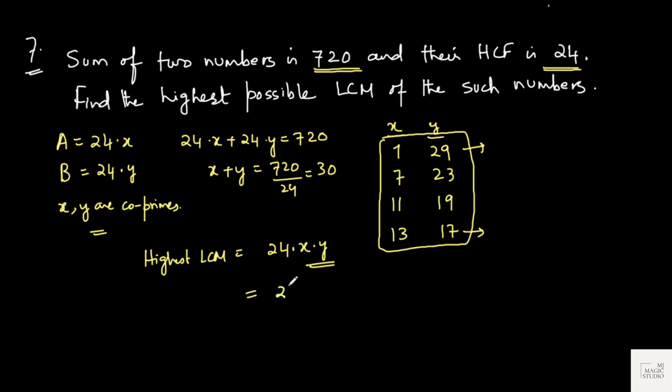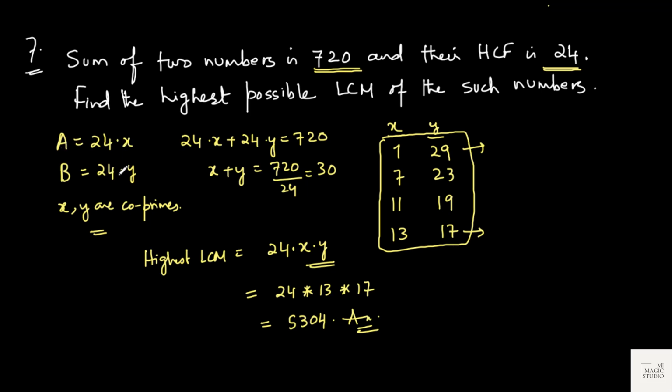That means the highest LCM possible is 24 into 13 into 17 on multiplication. It should give 5304 and that is our answer. Before that, I should say there are 4 of such pairs.